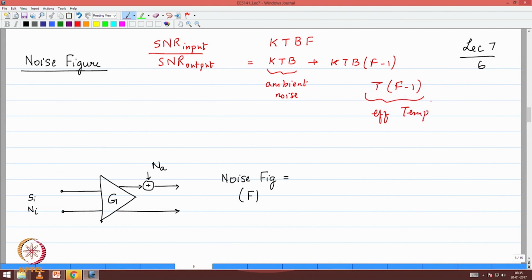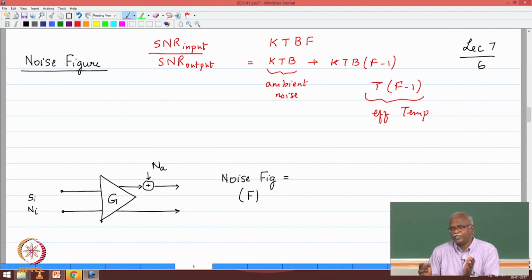And this total kTB(F minus 1) is the effective noise temperature of your receiver, or the effective contribution of the noise. It's as if your receiver was operating not at ambient but at a slightly higher temperature, and you want to sort of account for that. So ambient noise plus this noise together is the effective total noise, and at the end of the day it's kTBF, so no confusions about that.